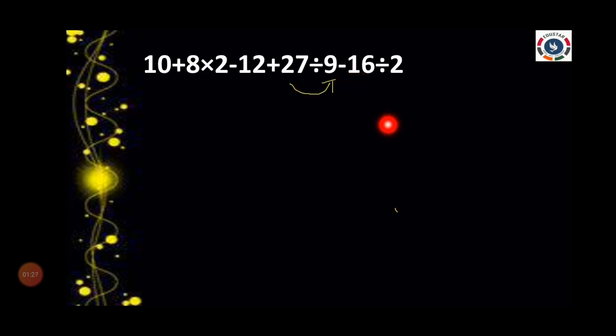First, DMAS, first division. What are the divide symbols here? Yes, here it is. First plus, then the multiplication symbol, minus, plus, then the divide symbol is given. So 27 divided by 9, and one more is given, 16 divided by 2.